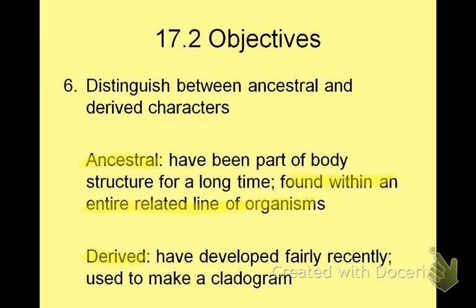A derived characteristic develops more recently, and these are the things that are used to branch different organisms off of the diagram that I'm going to show you on the next slide, which is a cladogram. So we'll have the ancestral characteristics that are shared by all of the organisms in a cladogram. The derived characteristics, the unique characteristics to different organisms, split them off.